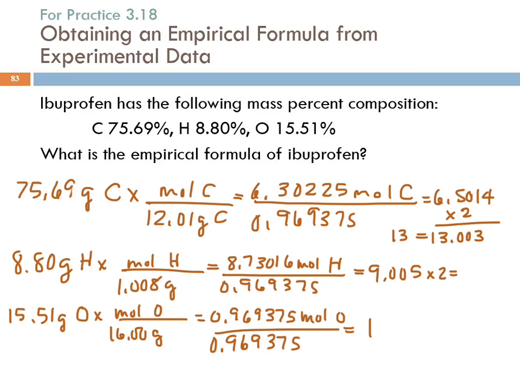But you have to do the times 2. And this one will just be 2. If you multiply 1 by 2, you have to multiply all of them by the same number. So now we can see that we've got C13, H18, O2. Any questions?